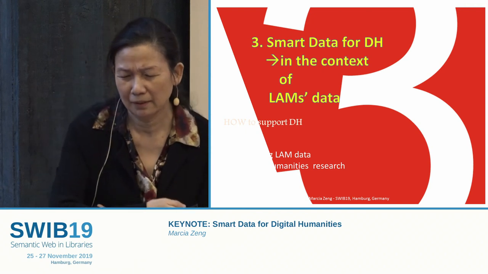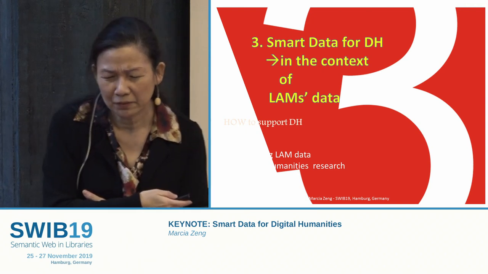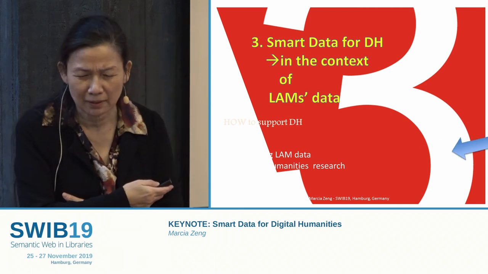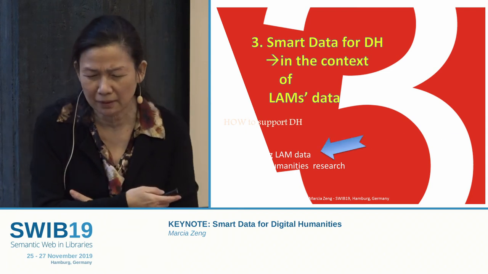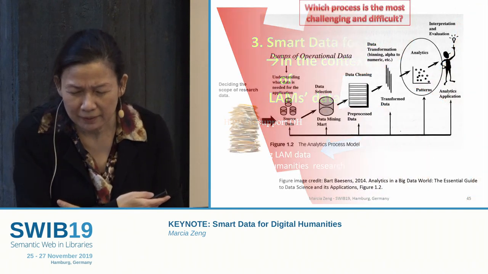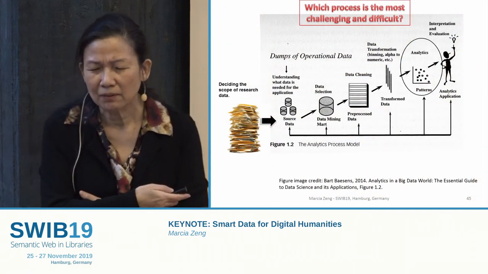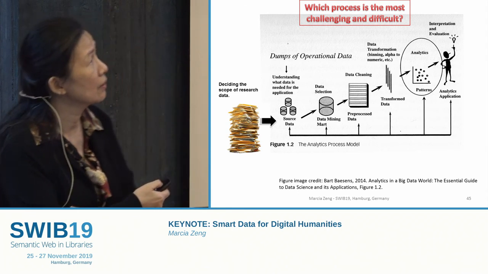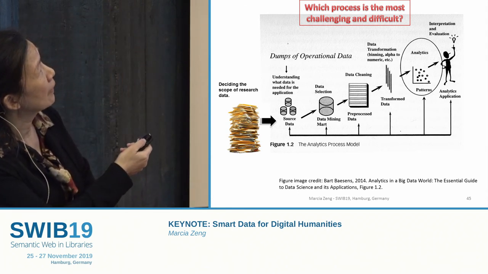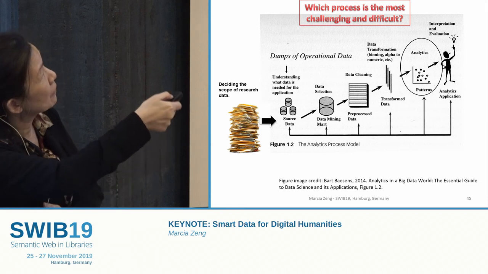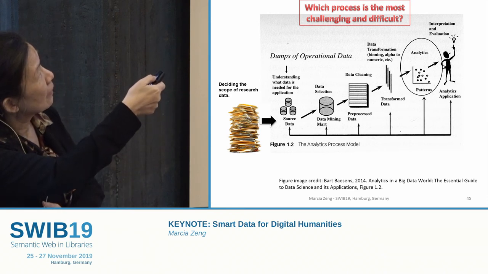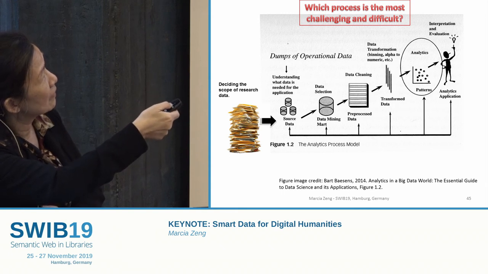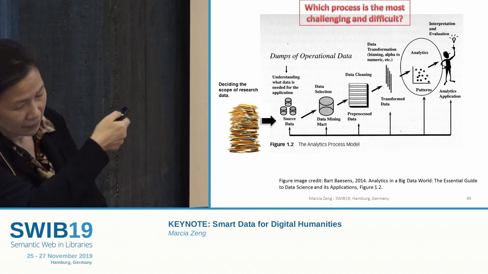But what about library, archive, and museum information data? I just try to pull things together and talk about how to provide LAM data. In analysis, publications, and conference papers, people give you all this. Which part is most difficult: store data, analyze data, visualize data, or present? Where is the most difficult part?